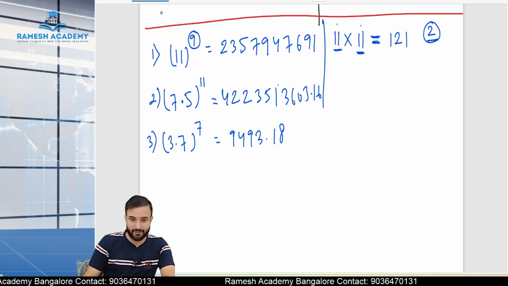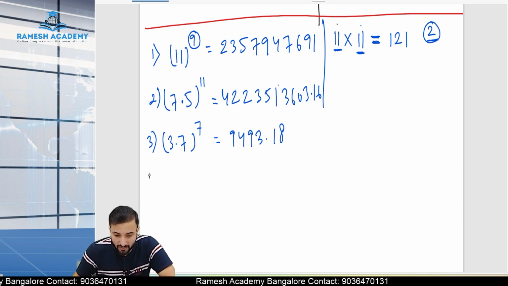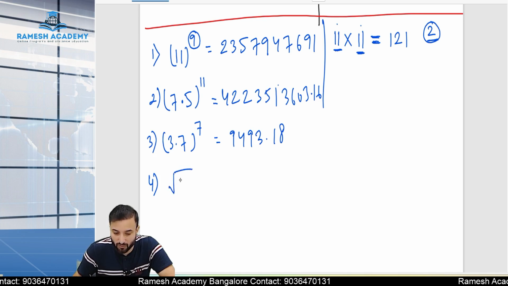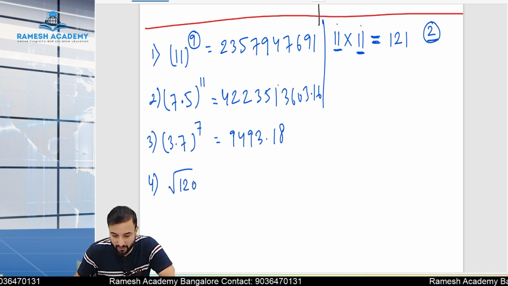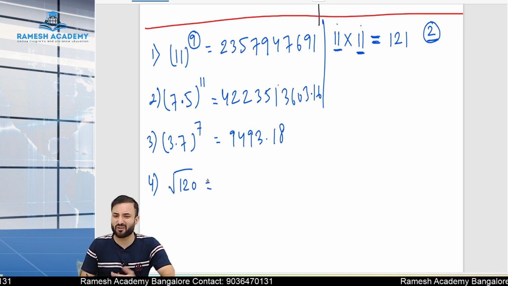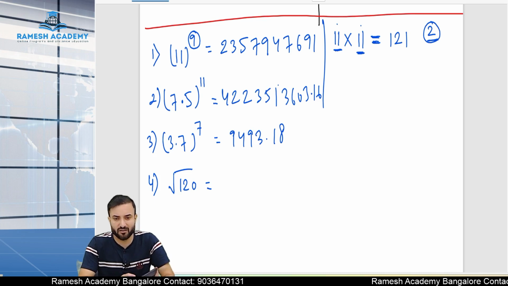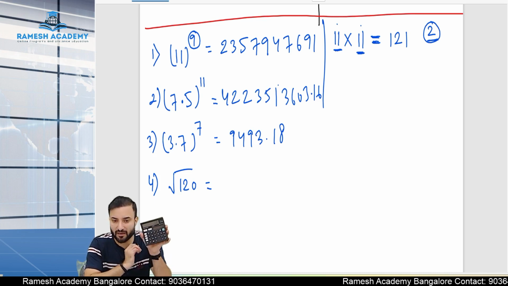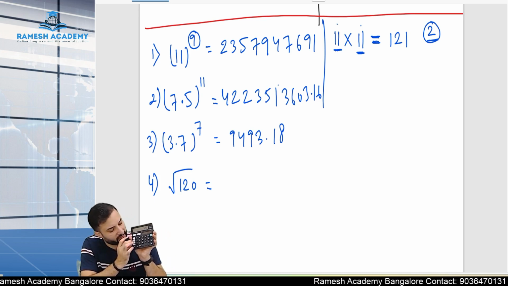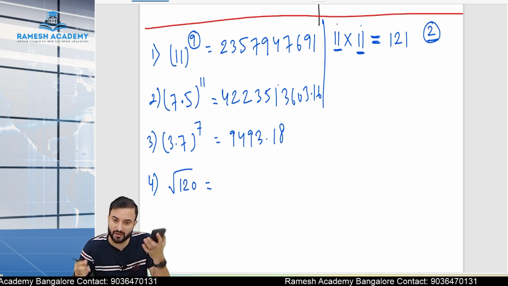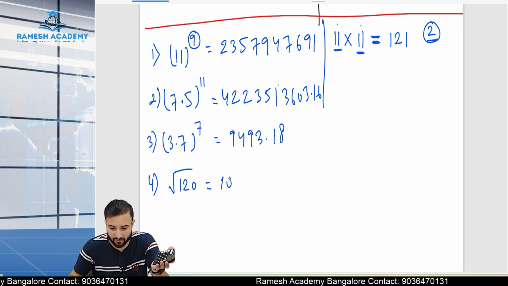Now this is easy. Now guys, another thing is, suppose you get something like this: square root of, suppose, 120. Square root we know how to find. We just write 120 in the calculator, then press the square root button. We will get the square root 10.95.